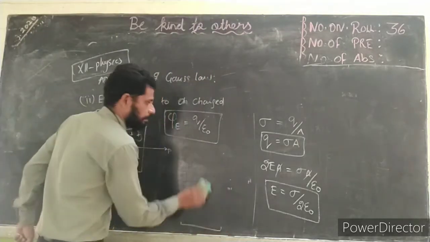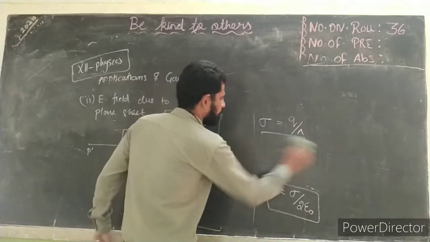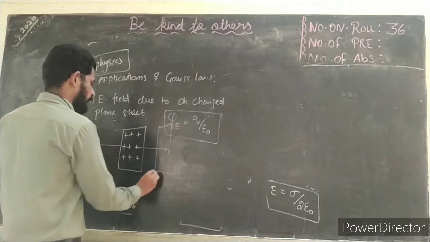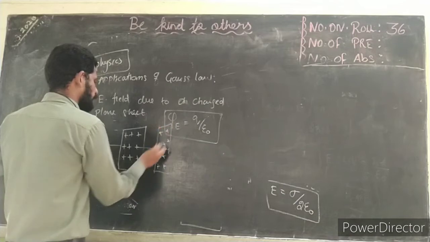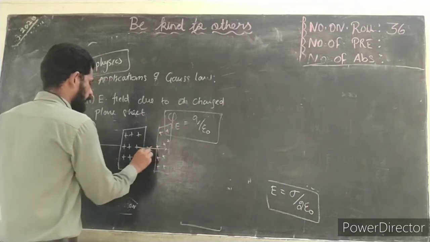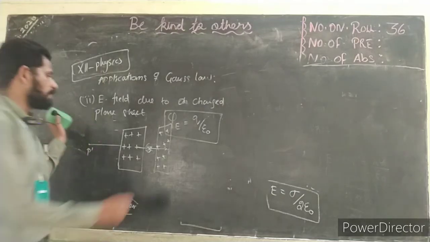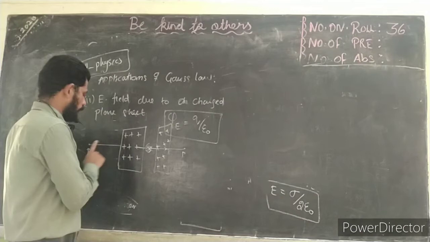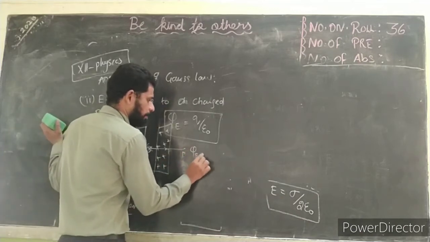For the single sheet you get sigma by 2 epsilon naught, right? If I have another charge sheet like this, here also I have the charge. Here also the field is pointing away. Here also it is pointing away. At this point it will become 0. Inside the point will be 0, but outside the point, what will happen here? Only at this point and this point.